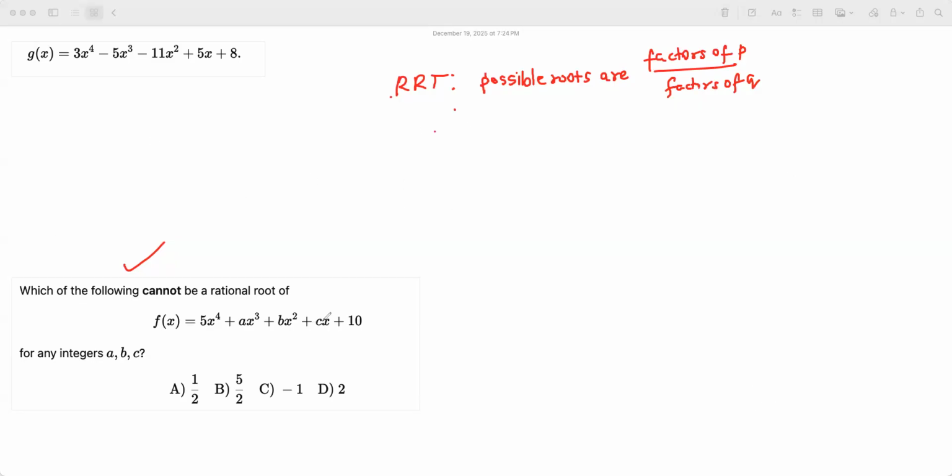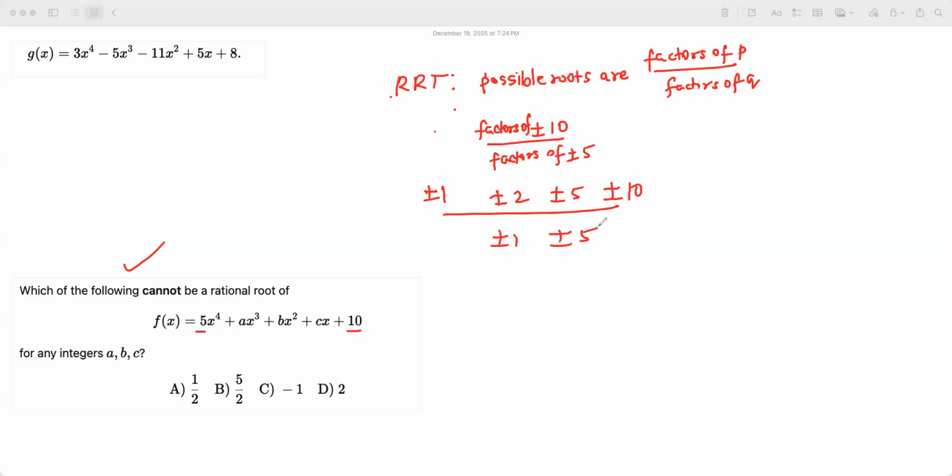So here, of P and Q, right? 10 by 5, so factors of plus or minus 10 and factors of plus or minus 5, right? If that is the case, let me write out the factors first. Plus or minus 10, plus or minus 2, plus or minus 5, divide by plus or minus 1, plus or minus 5. What are the possible factors? We have to write all the possible factors, plus or minus 1. Then I will go ahead with this combination, plus or minus 1 by plus or minus 5.